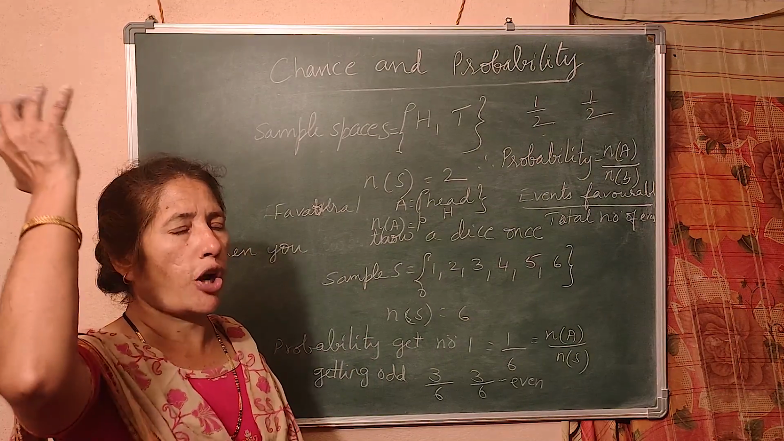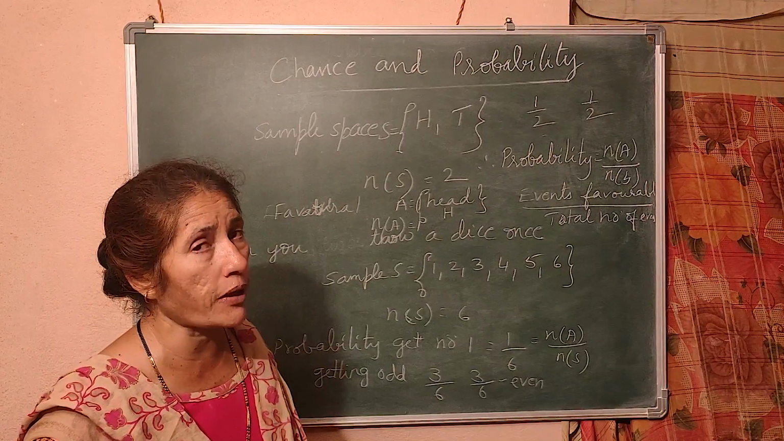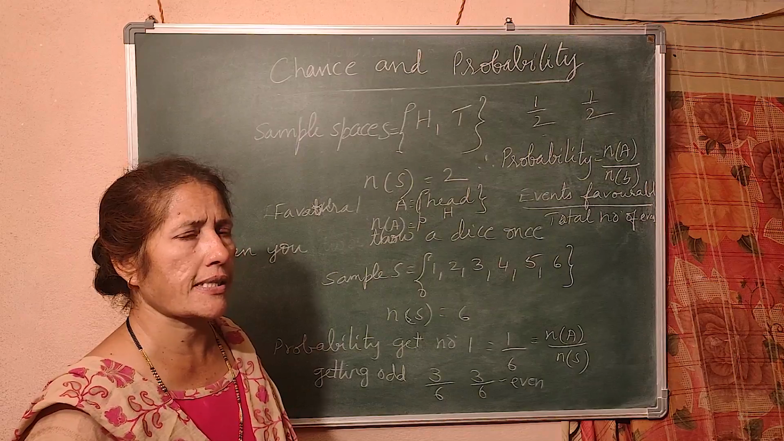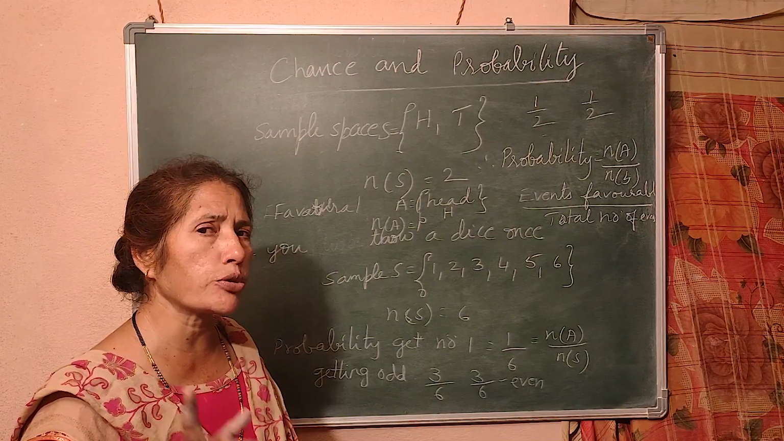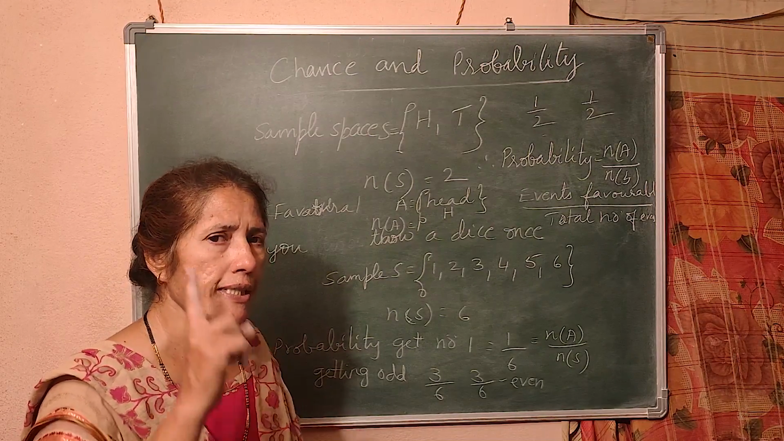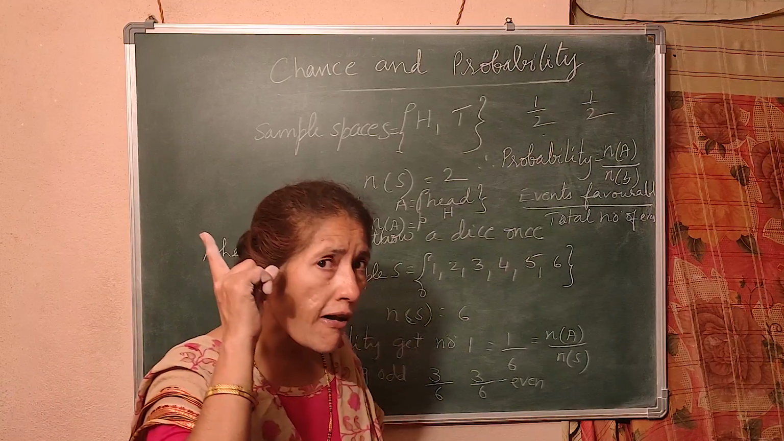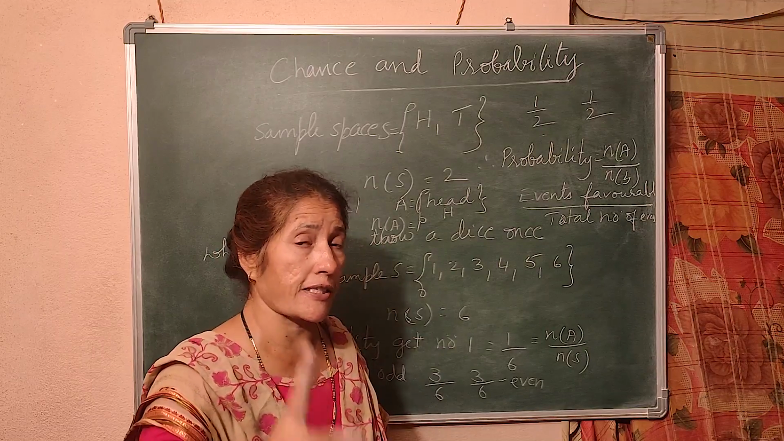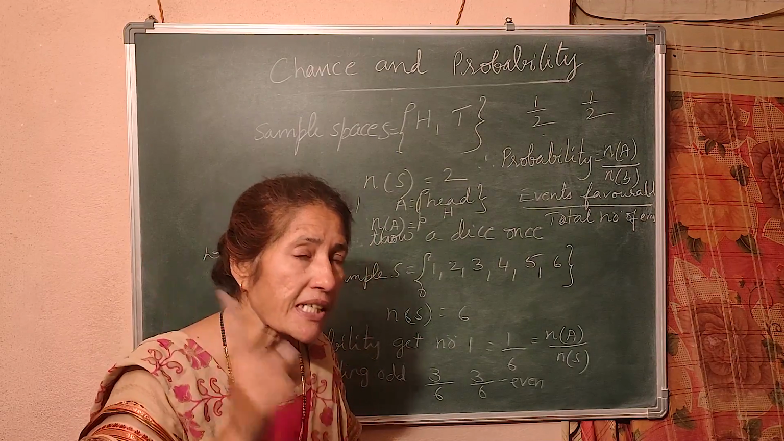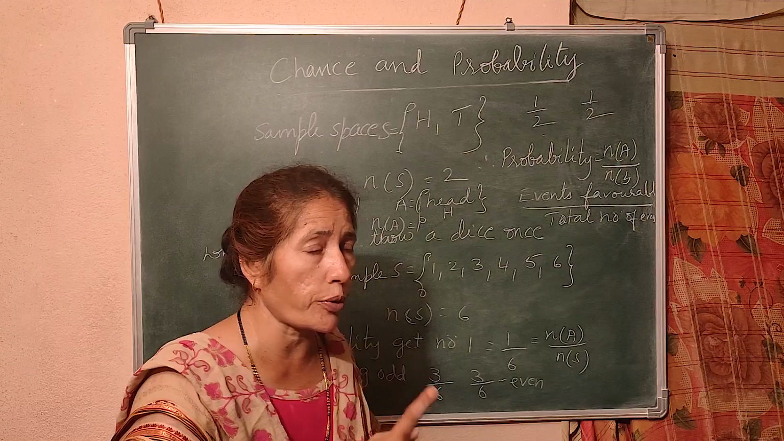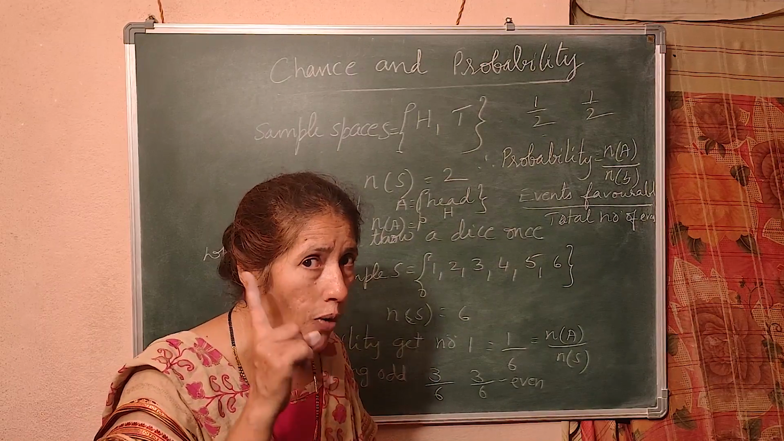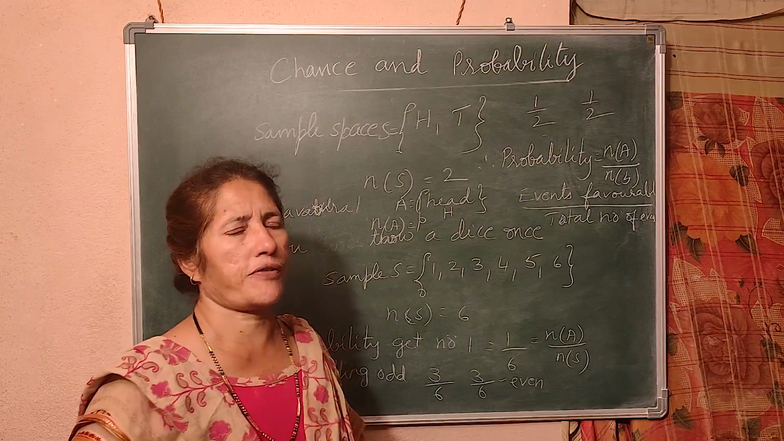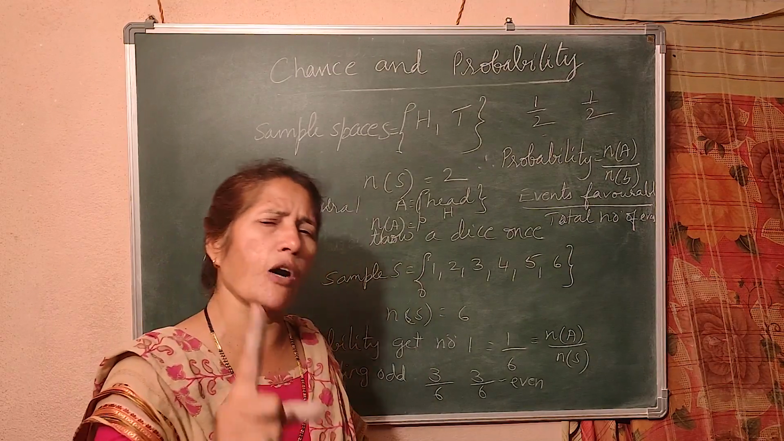So when you toss a coin, what is the total number of chances? 2. When you throw a dice, 6. Total chances are 6. What is the probability of getting number 2? Don't write 2 out of 6. Number 2 is written on only one face. Number 4 is written on only one face. So 1 out of 6. Number 6 is written on only one face, so don't write 6 out of 6. No, one face out of 6. Number 4, 1 out of 6. Number 3, 1 out of 6.